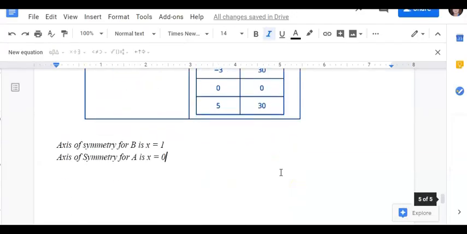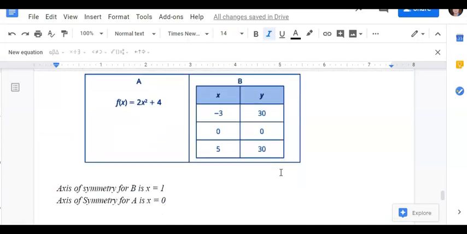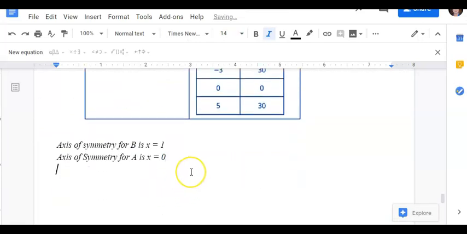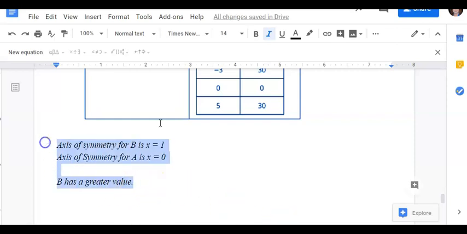So the question is, which one has a greater x value? Well, B has an x value of 1, so B has a greater value. So let's choose that. I'm going to highlight all that in red.